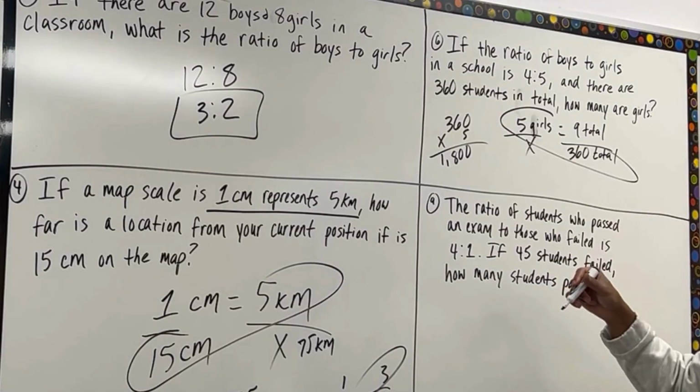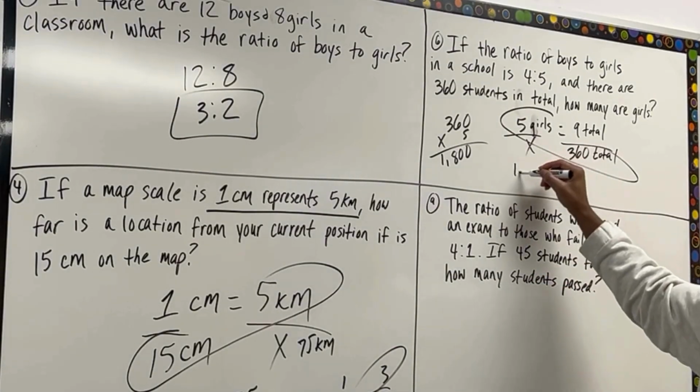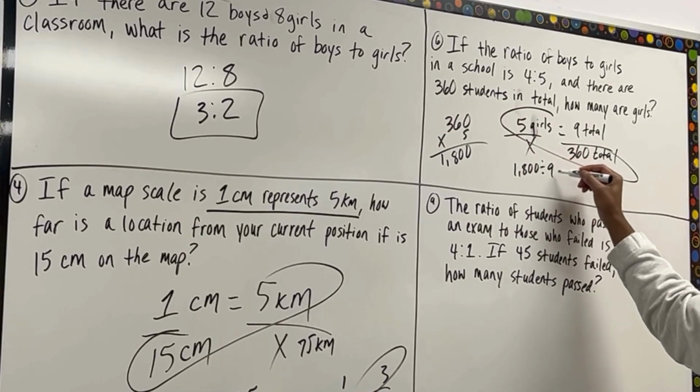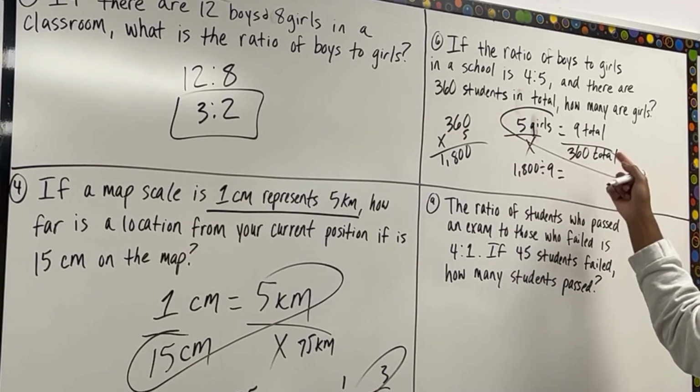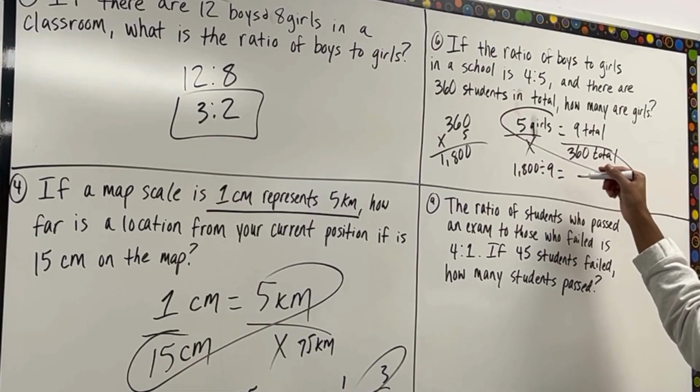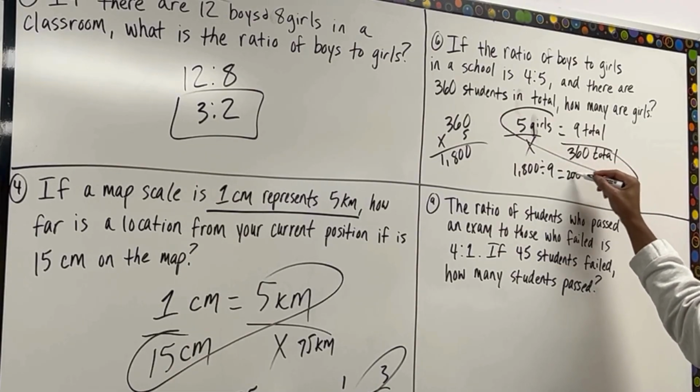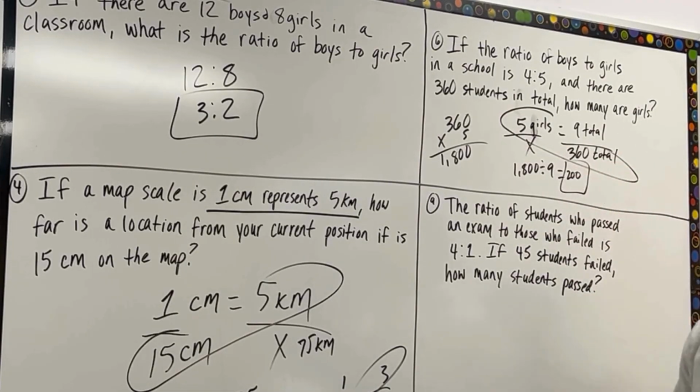Divided by 9. Good. 18 divided by 9 is 2, and then just add 2 zeros. So that would have been 200.